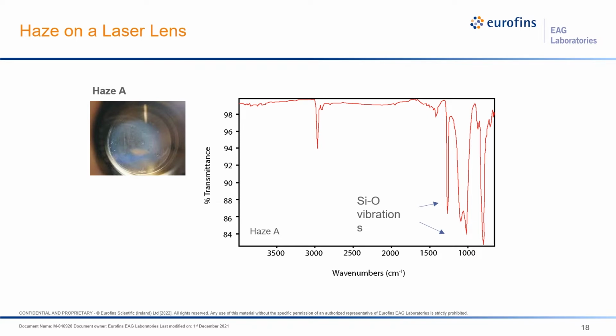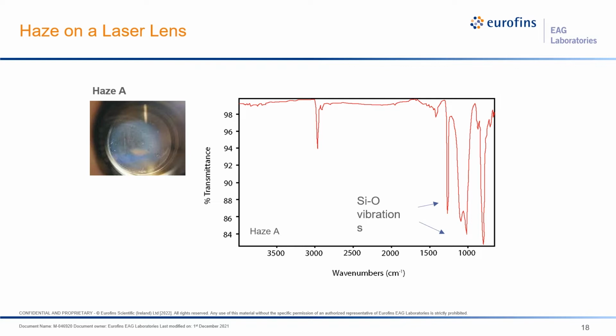Okay, so here's the first example, and this is very typical of the kinds of samples that we get at EAG, which is, I have a contaminant on a haze, and you can kind of clearly see it. It has this off color. So the question is, what is this contaminant?